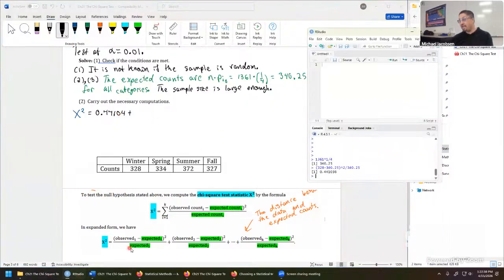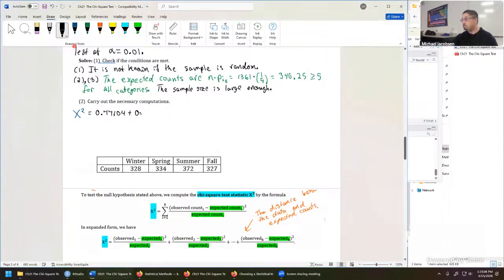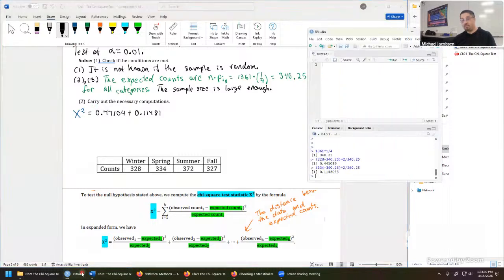So again, all we're doing is tracking through that formula exactly as we see it on paper. Do it one more time, and this is what it would look like. On a good calculator, you can just do the last entry you put in. On this calculator, it's the up arrow. All you're changing is to the next observed count, 334. So on that next computation, it's small, but that's because it's pretty close to the expected count, 0.11481. And down the line we go.